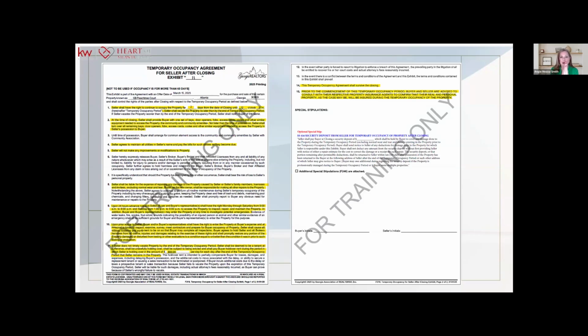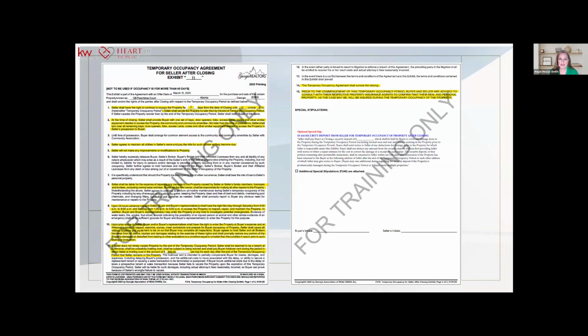So if today was my closing date, tomorrow is day 1, the next day is day 2. So tomorrow's Tuesday, the next day would be day 2, and that's Wednesday, and the seller would have to be out no later than 12 p.m. noon on Tuesday, or excuse me, Wednesday. So today is Monday, it's the closing date. Tomorrow's day 1, Wednesday's day 2, they've got to be out by 12.